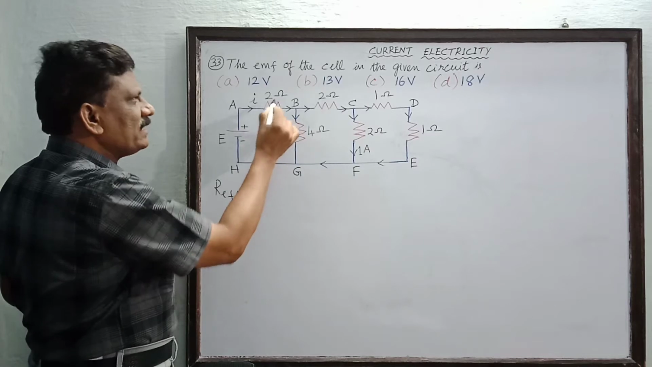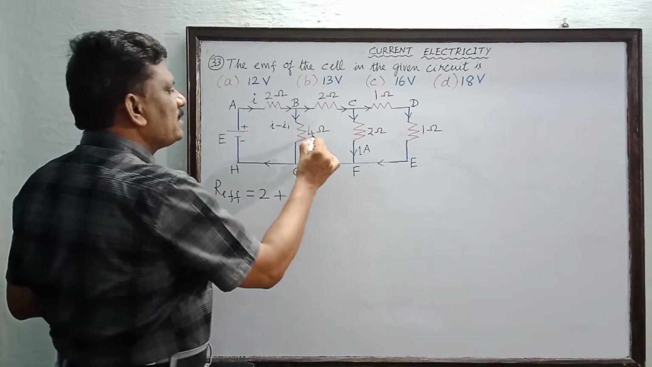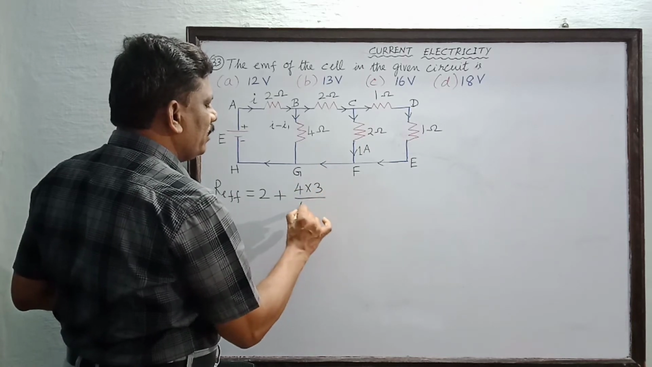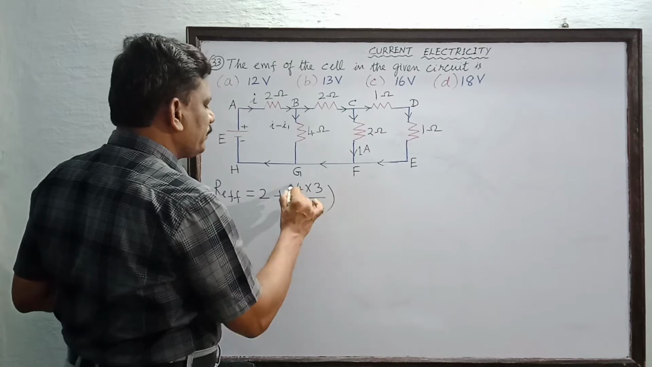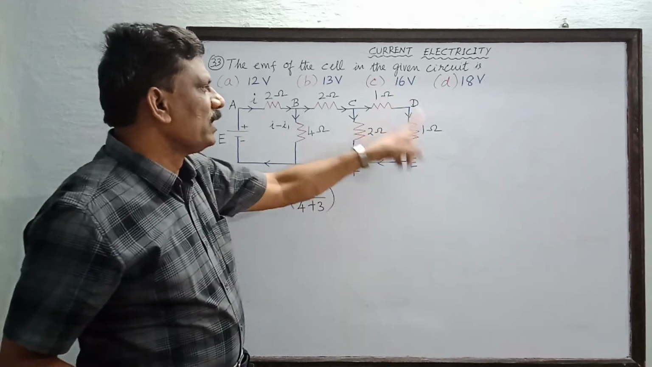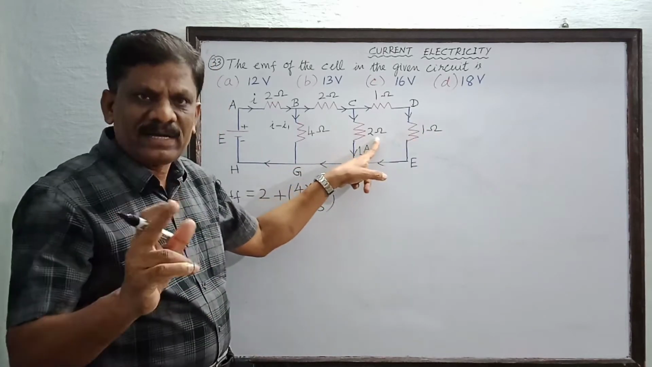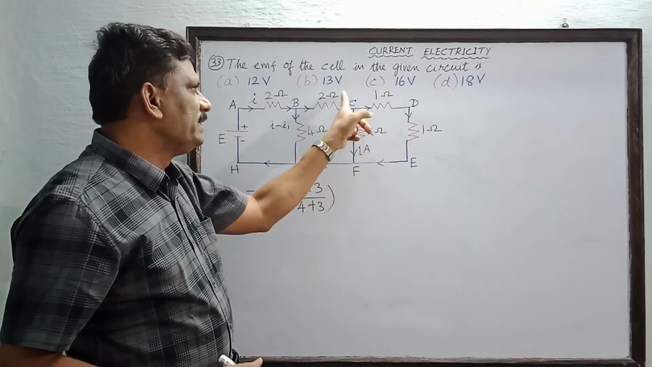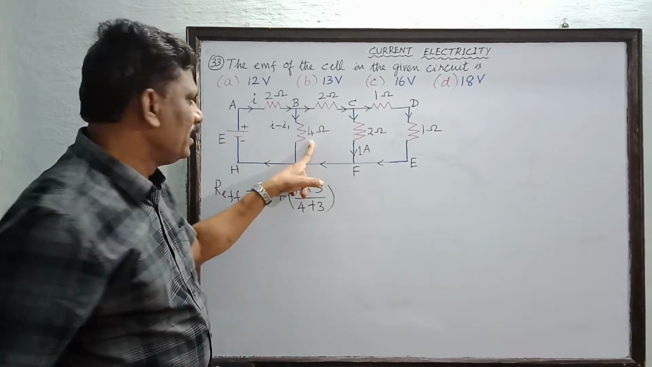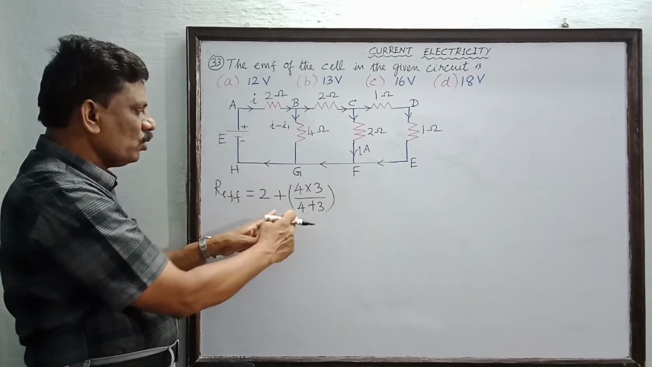So the effective resistance is this 2 ohm plus this 4 into 3 divided by 4 plus 3. This 3 ohm, how it has come, I have already told you. This 1 and 1 in series is 2 ohm. That 2 ohm and 2 ohm in parallel is 1 ohm. That 1 ohm in series with 2 ohm is 3 ohm. That 3 ohm and 4 ohm are parallel. So that parallel combination of 4 and 3 is added with this 2 ohm.